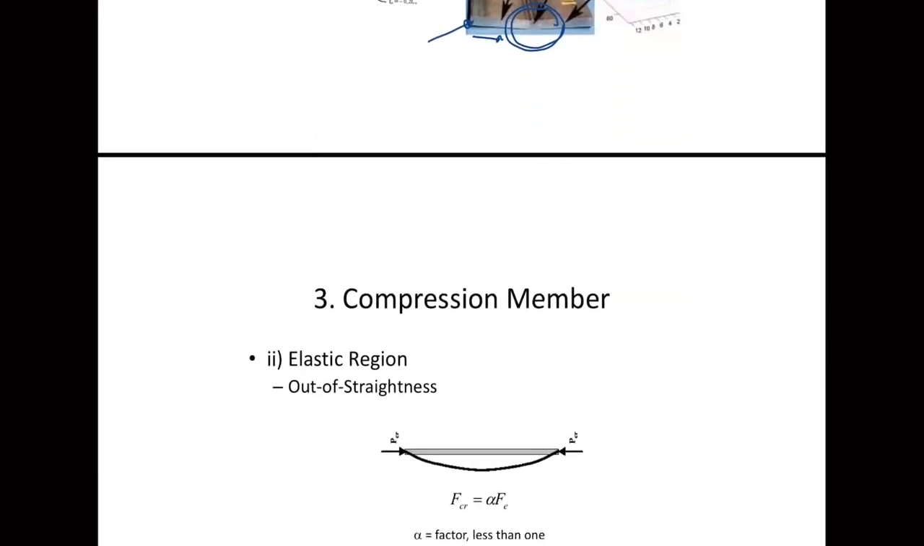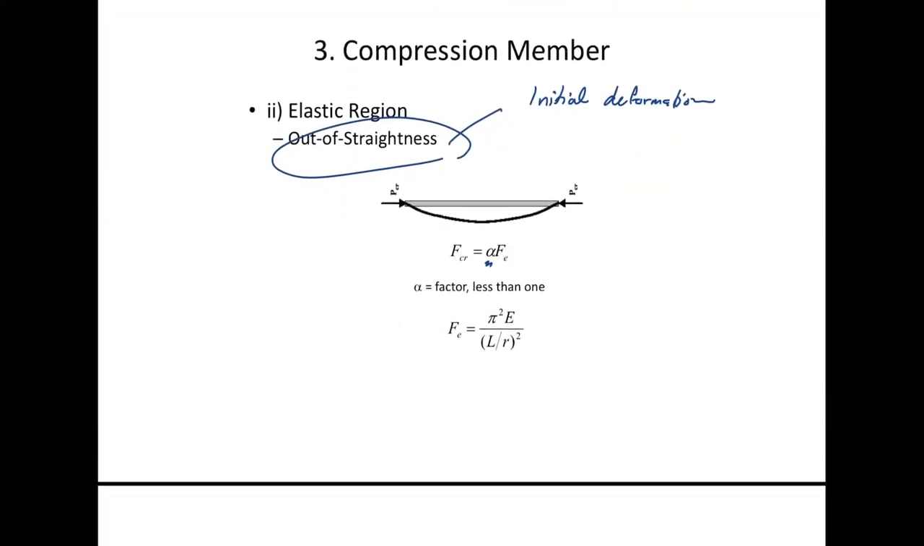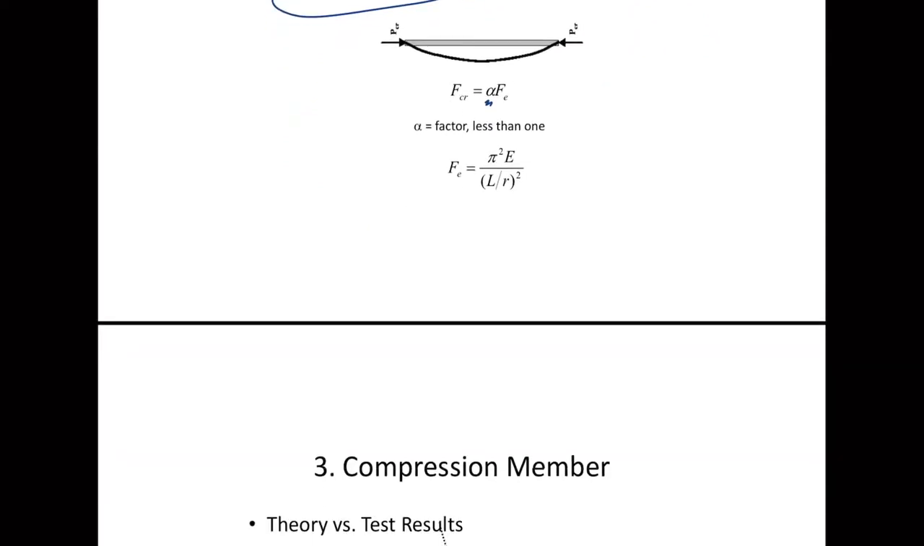Now the last one is out of straightness. I have mentioned the initial deformation can cause a major load carrying capacity reduction. So they introduced one factor to simply take into account this effect. So that's three things taken into account.